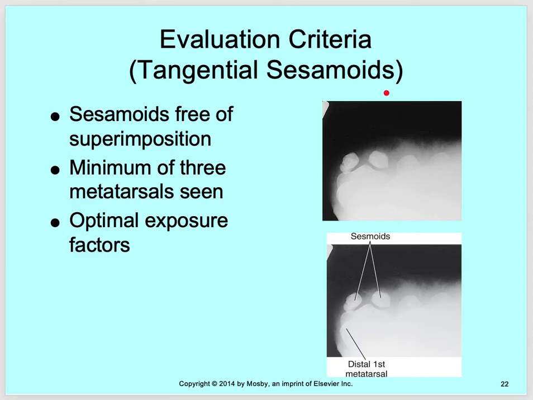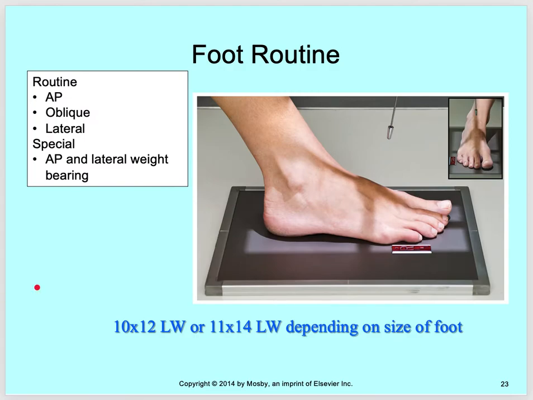Evaluation criteria of the tangential sesamoids. You need the sesamoids free of superimposition. So you want to see the joint spaces open, which they are, and then a minimum of 3 metatarsals seen. So 1, 2, and 3 metatarsals. You may have more because you don't want to clip your marker off. So keep that in mind as well. And then optimal exposure factors. You're seeing the grays. You're seeing the sesamoid bones. They're not burnt out, and they didn't overly absorb the X-rays.